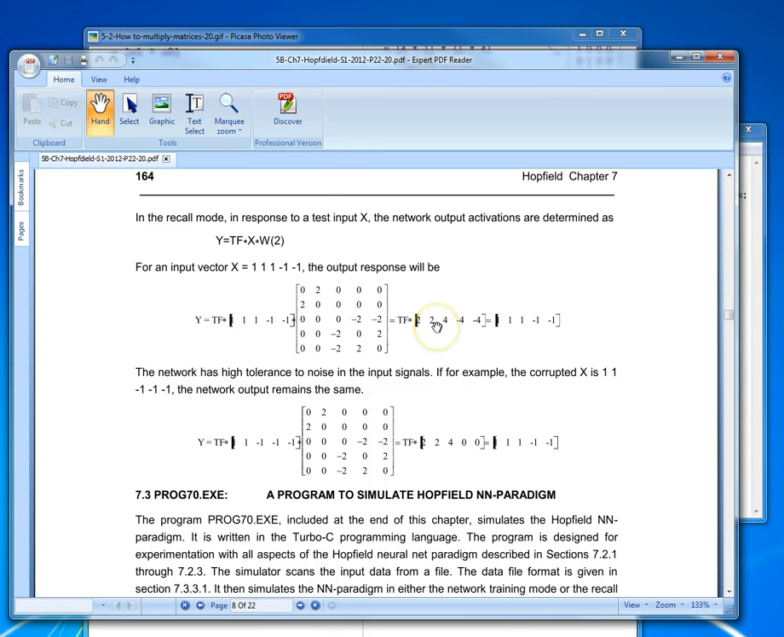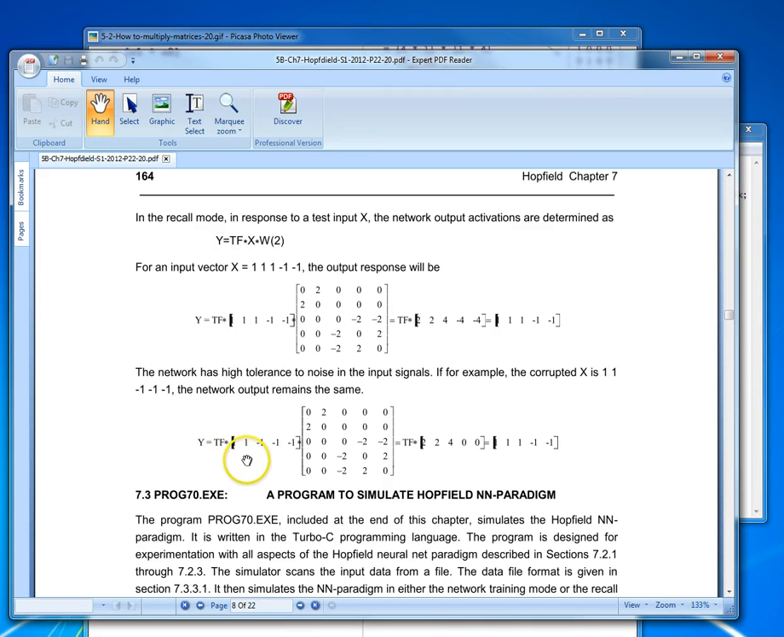For all values less than or equal to 0, they are going to be negative values. So obviously minus 4 becomes minus 1, and anything greater than 1 is going to become plus 1. This is the sigma transfer function, and anything less than 0 is going to be a minus 1. Now you see that this is the same as the original vector.